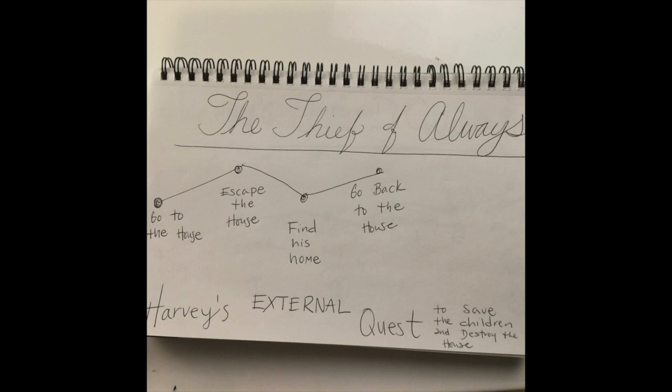You're going to be making one map for the external quest, the things that the character does outside of their head, and also a map for the character's internal quest. The struggles, the flaws, the things that the character has to overcome internally, inside their head. As you see in The Thief of Always, this one is an example of Harvey's external quest. He starts off and he goes to the holiday house. He escapes the house. Then he finds his own home. Then he goes back to the house. And you notice I've left some space there because the story is not done.